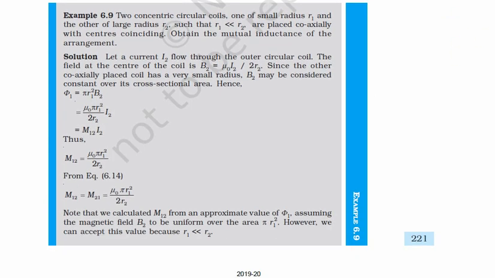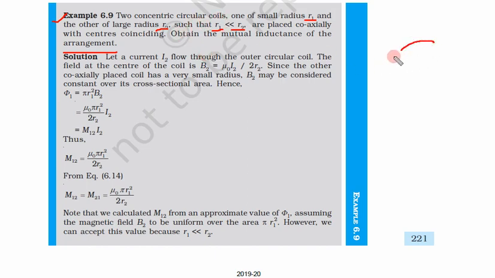Example 6.9. Two concentric circular coils, one of small radius r1 and another of large radius r2, such that r1 is less than r2. So one is very small, another one is quite big, and they are placed coaxially with centers coinciding. Obtain the mutual inductance of this arrangement. So we have to calculate what the mutual inductance is.